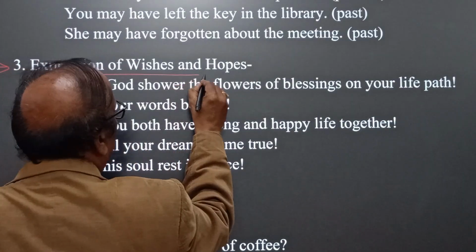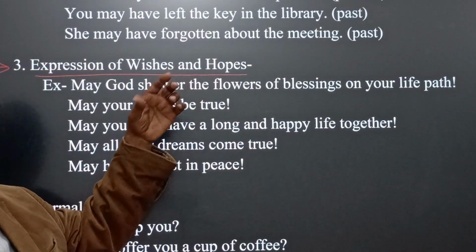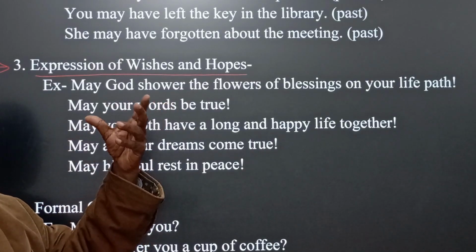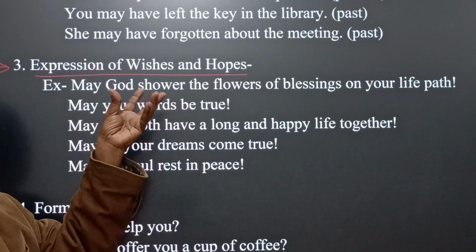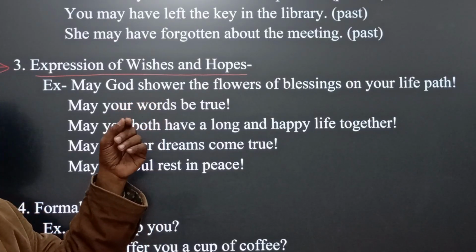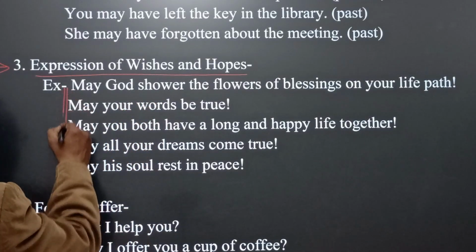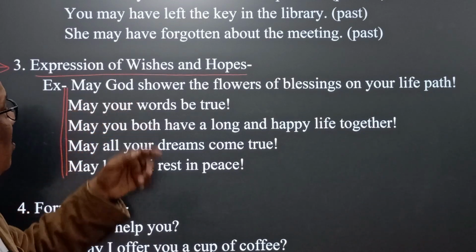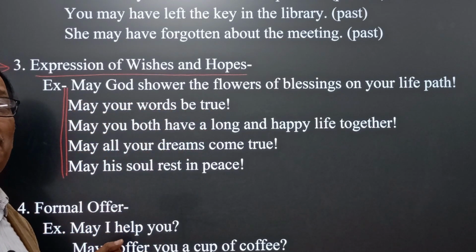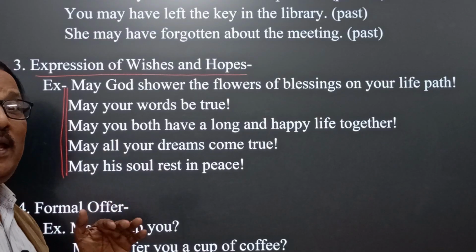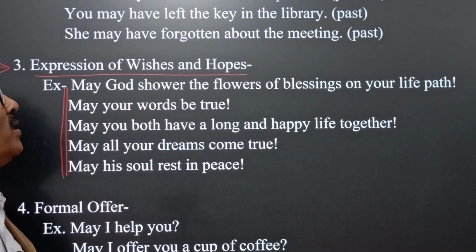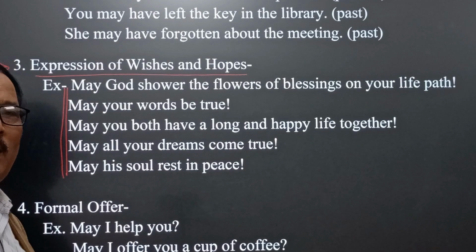Expression of wishes and hopes. In order to express our wishes or hopes, we usually take the help of the modal auxiliary verb may. How? Now see in examples. "May God shower the flowers of blessings on your life path." It means I pray that God may shower the flowers of blessings on your life path.